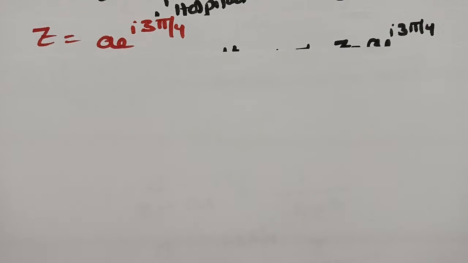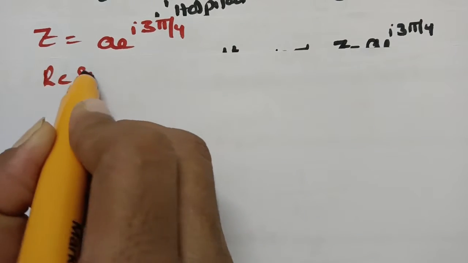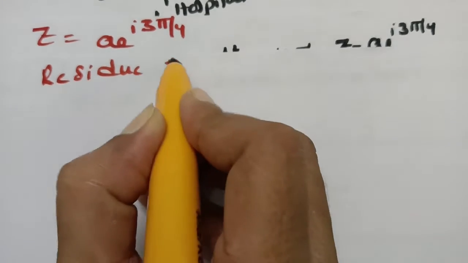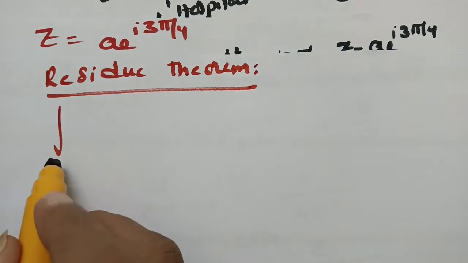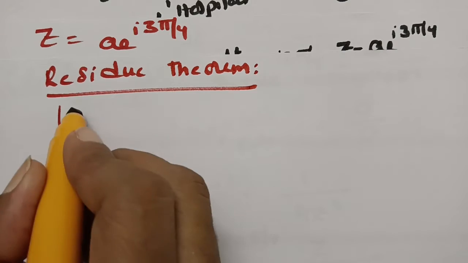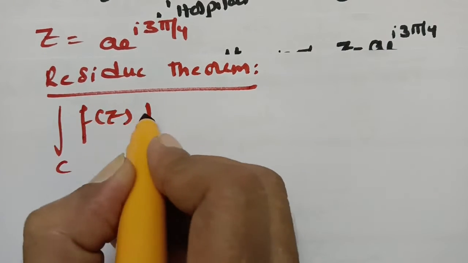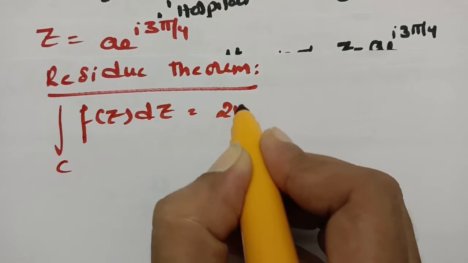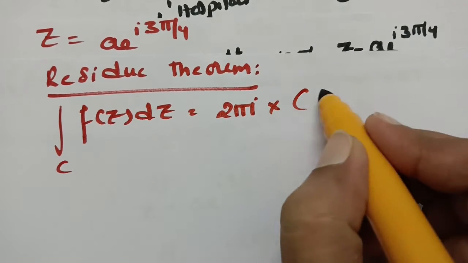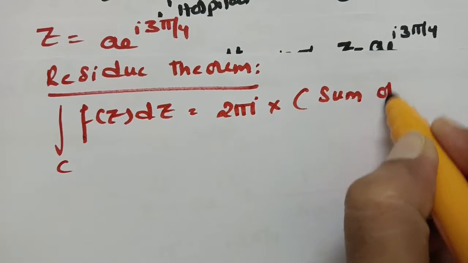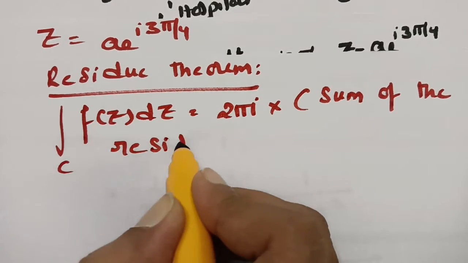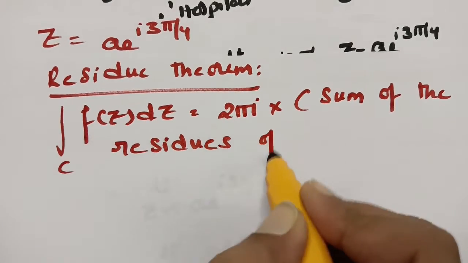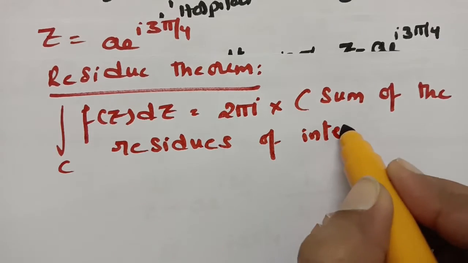So according to our residue theorem, see here, according to our residue theorem, integral C of f of z dz is nothing but 2 pi i times the sum of the residues of the interior poles.